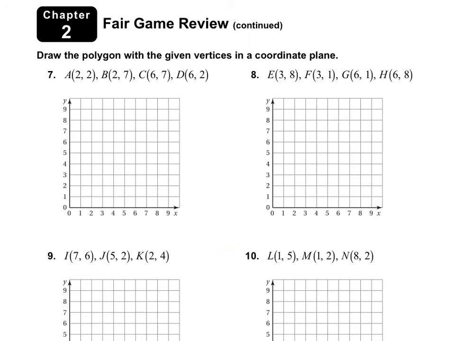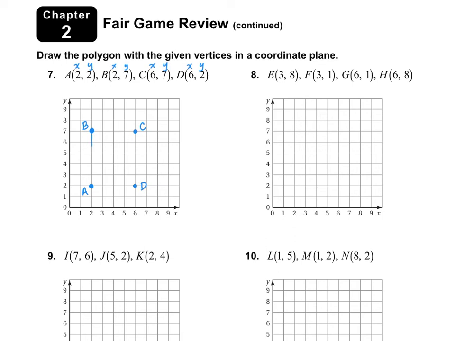Okay, for number 7, what we're going to do is draw the polygon with the given vertices in the coordinate plane. So you'll notice that we are given several points here. We have A, B, C, and D. So remember, it's the same thing. This is our X and this is our Y for A. So we go over 2 and up 2. That's our A. And then this is our X and this is our Y for B. So over 2 on X and up 7 on the Y. So that's letter B. So now we have over 6 and up 7, so that's our letter C. And then we have over 6 and up 2 this time, so our D lives here.